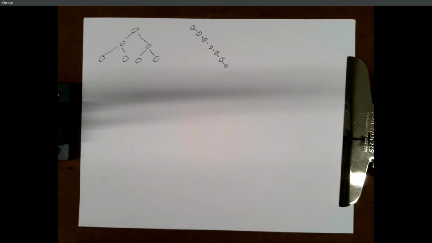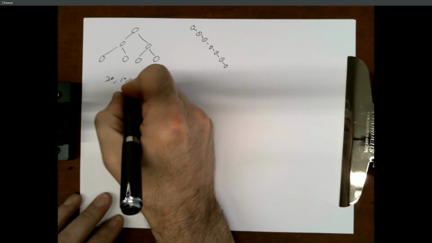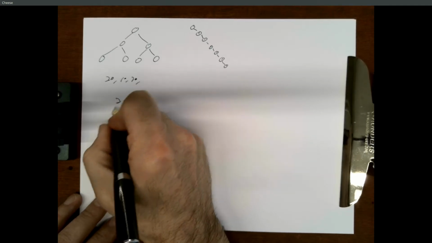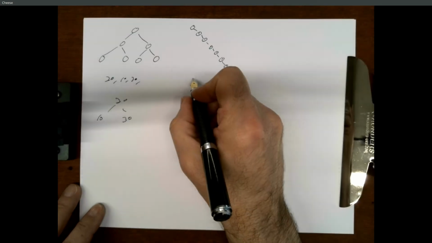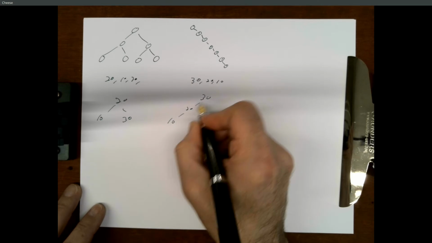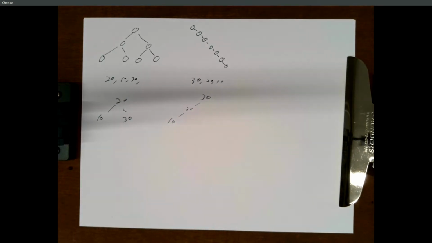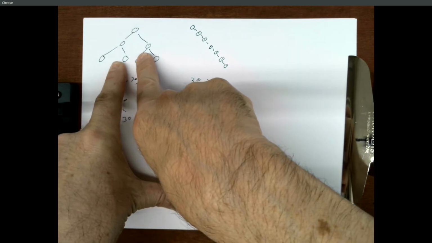And depending on how your data arrives, right, if you insert numbers like 20, 10, 30, you're going to end up with that kind of tree. If your data arrives like 30, 20, 10, you're going to end up with this kind of tree. So depending on how the order comes in, your tree may be balanced or unbalanced. Typically, it's going to be pretty unbalanced. So it's hard to take a tree that's unbalanced and turn it into a balanced one. Okay, that's a lot of work.